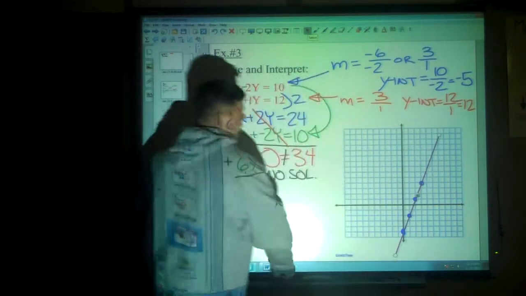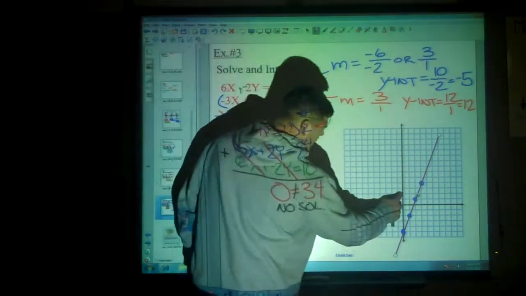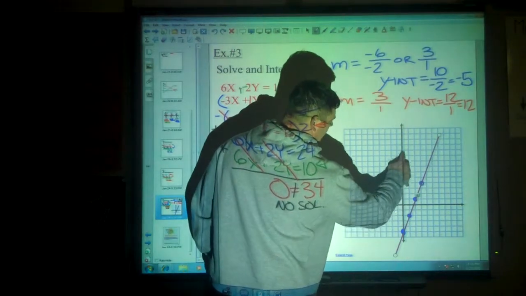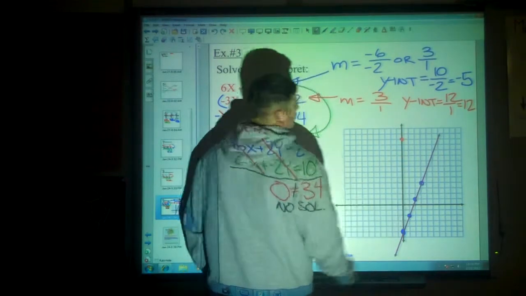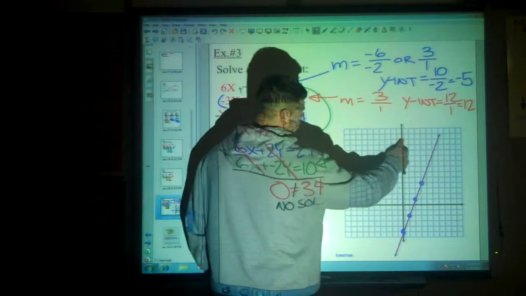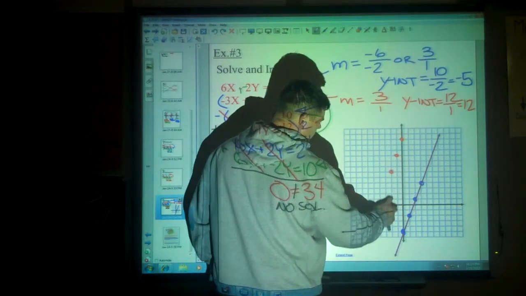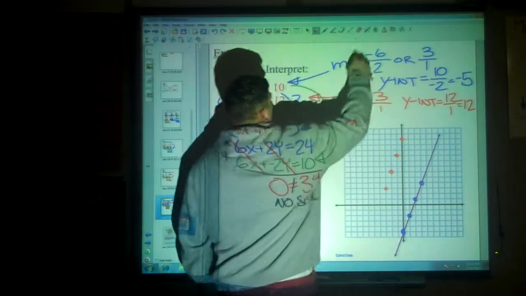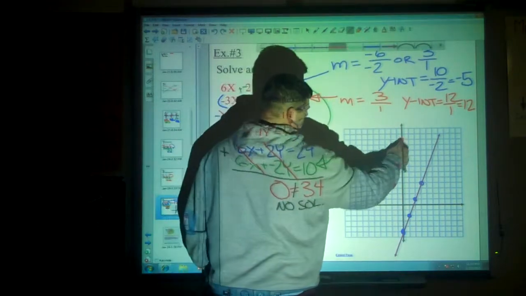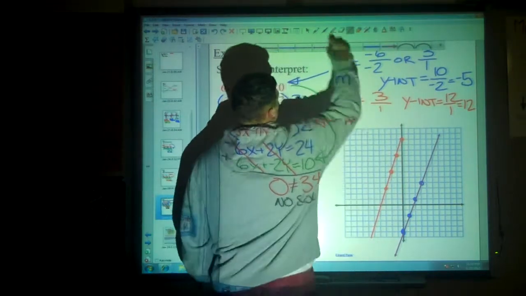And the other equation has a y-intercept at 12. So 2, 4, 6, 8, 10, 12. I don't really want to go up 3 and right 1, so I'll go down 3 and left 1 to keep it on the graph that I have. And now I've got enough points that I can see exactly what's happening here.